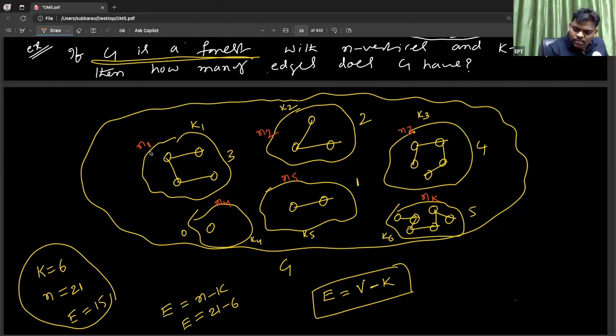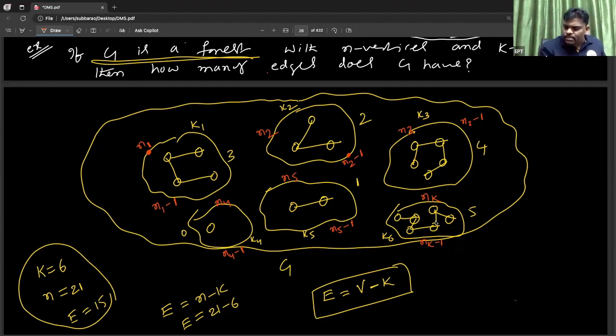Now, can you help me? If this one has n1 vertices, because it is a forest, how many edges are there? n1 minus 1 edges, 1 less. Because this is also a forest, what is the answer? n2 vertices minus 1. n3 vertices minus 1. n4 vertices minus 1. n5 vertices minus 1. nk vertices minus 1.